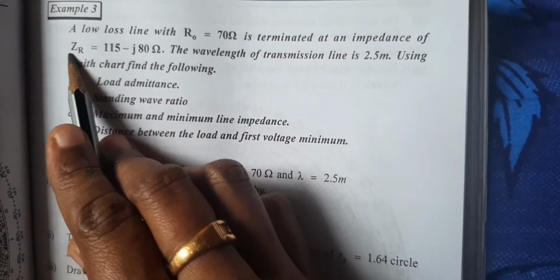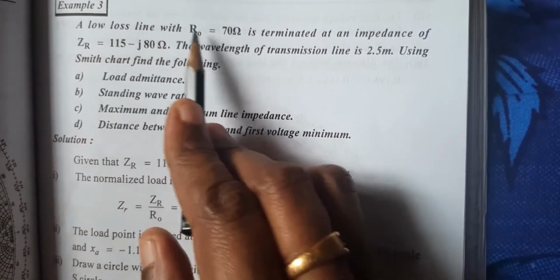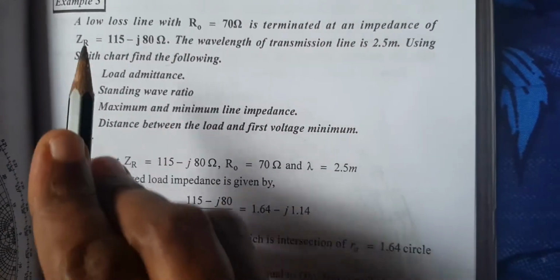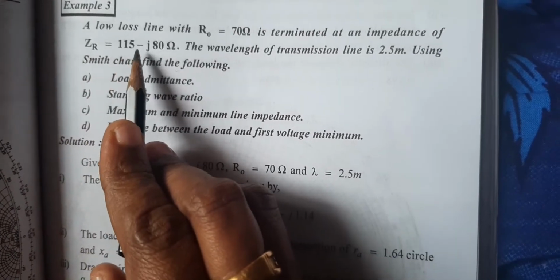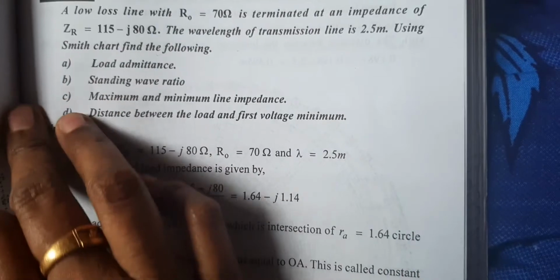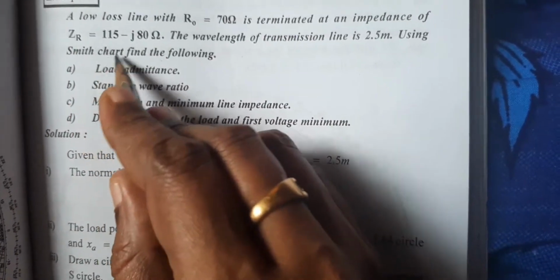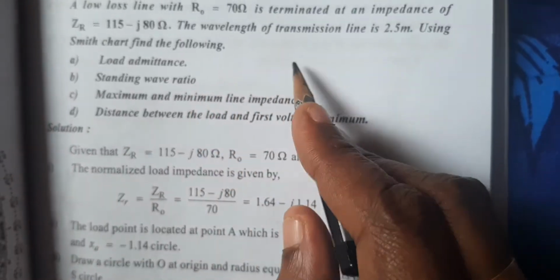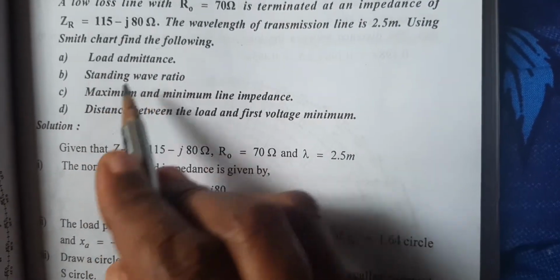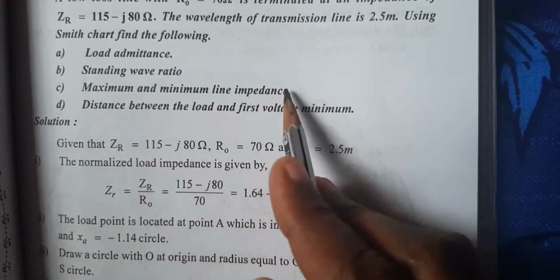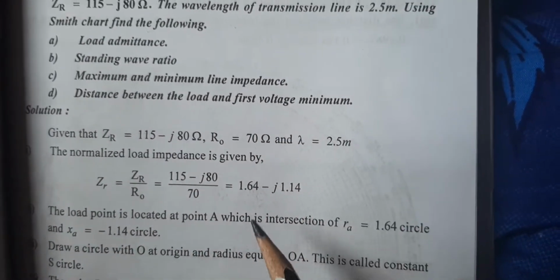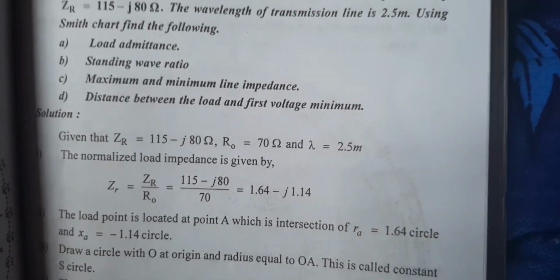So next you can see the problem. A low loss line with R0 equal to 70 ohm is terminated at an impedance of ZR, 115 minus j80 ohm. The wavelength of the transmission line is 2.5 meter. Using the Smith chart, find the following. So what are the parameters they are asked to find? Load admittance, standing wave ratio, maximum and minimum line impedance, and the distance between the load and the first voltage minimum. Okay, so you want to find these parameters.